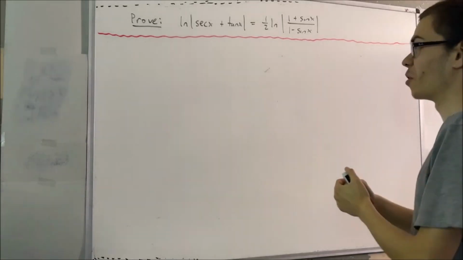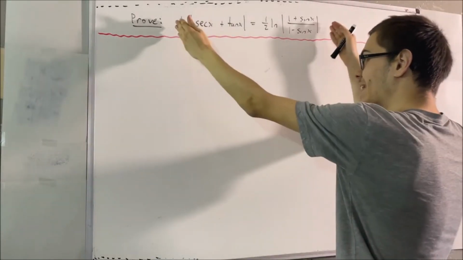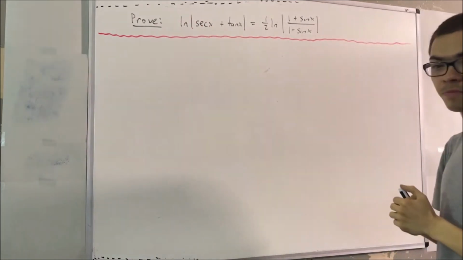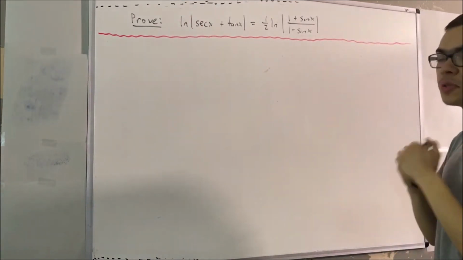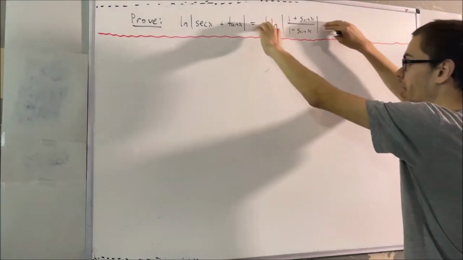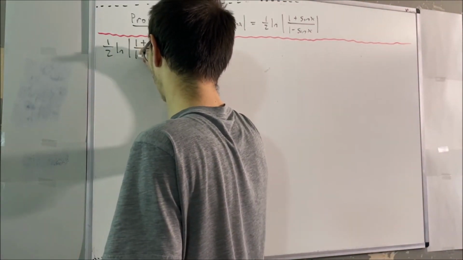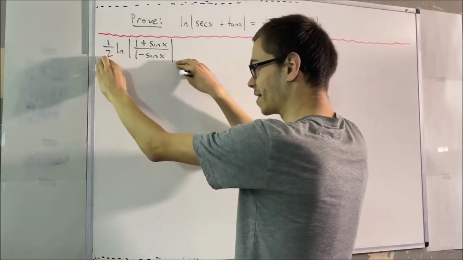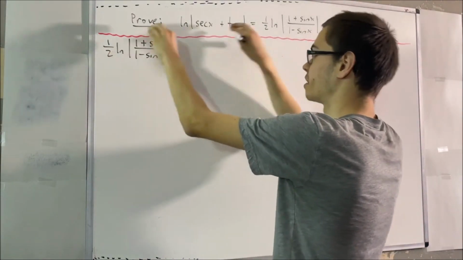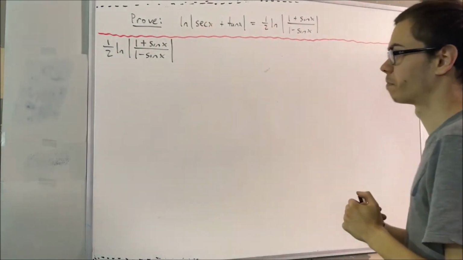All right, so in this video, we're going to prove that this identity is true. And so to do that, we're going to start out by rewriting the right side of the equation right here. And so using this, our goal is to deduce the left side of the equation.